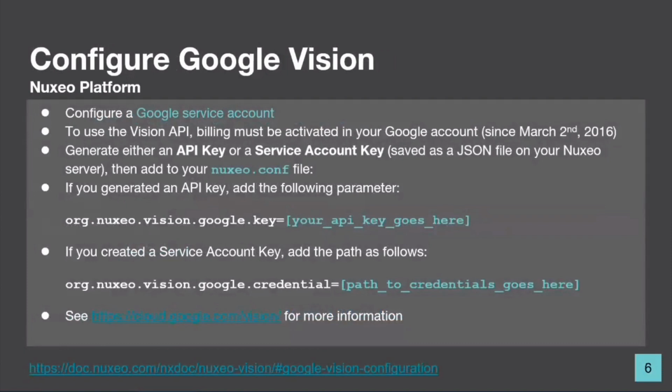So how do we configure Google Vision? Well, you must have a Google account. It's a paid service, so you must have billing enabled in your Google account, and then you create either an API key or a service account key, and you plug those values into your Nuxeo configuration file on your Nuxeo server. And there are examples for both those options there. Now, these keys are specific to you, and so they can't be shared. Again, links at the bottom for more information.